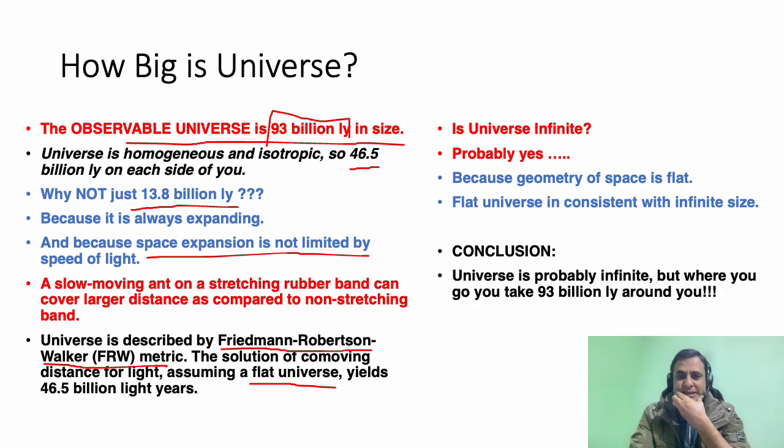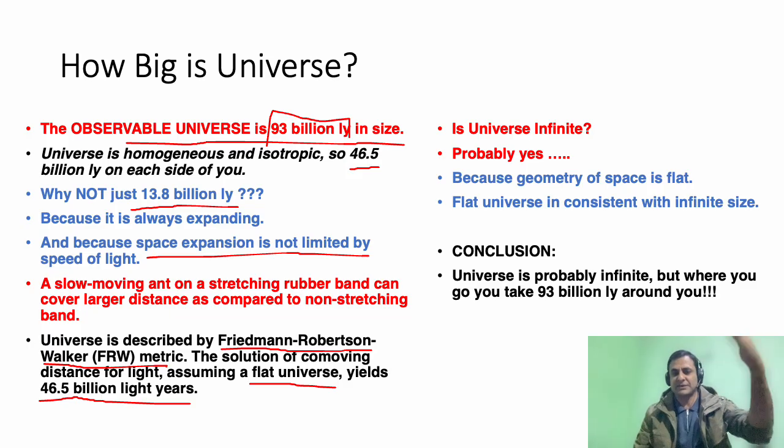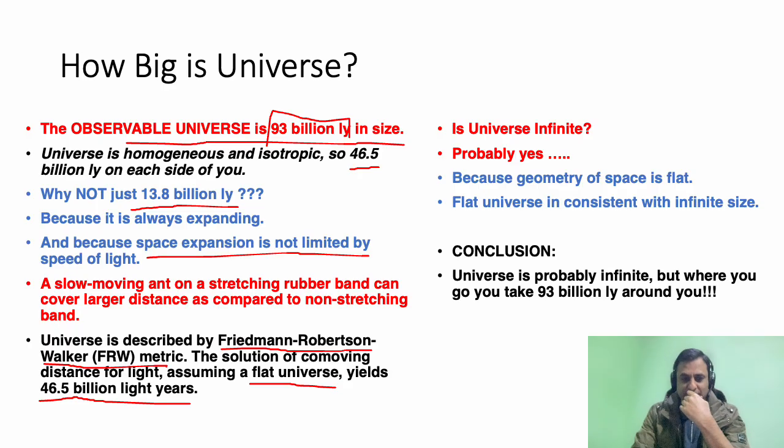So it means that half of that is on one side. So 46.5 billion light years is as far as you can see from Earth in any given direction. This should be clear: no matter in which direction you are looking from the Earth, you can only see as far as 46.5 billion light years. Now, does that mean that there is no universe beyond that? No, no one has ever said that, but no one knows for sure.